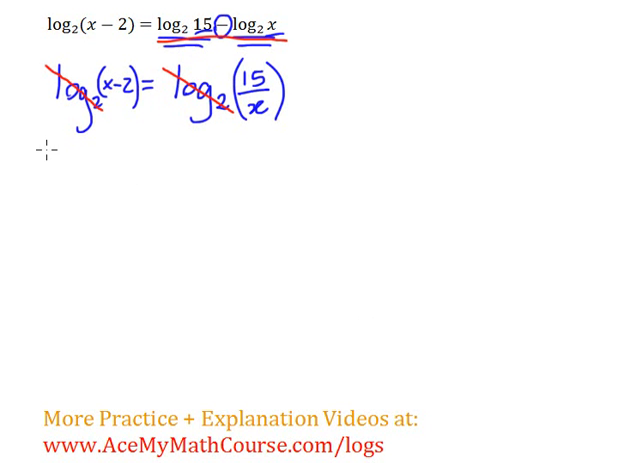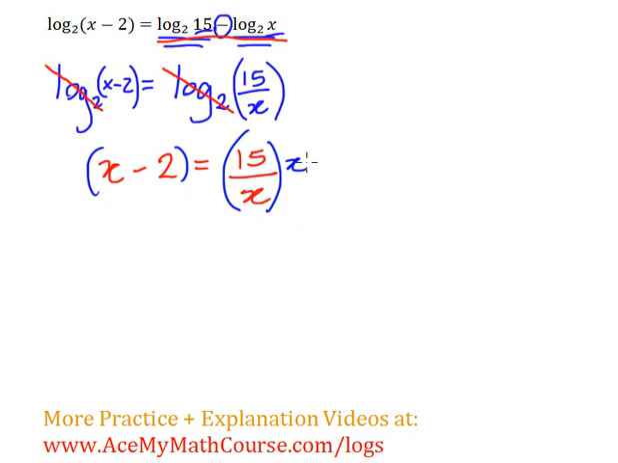So, here we have x minus 2 equals 15 over x. How can I solve this equation now? Well, we can actually just multiply both sides by x. That's going to facilitate things, or in other words, make things a lot simpler.